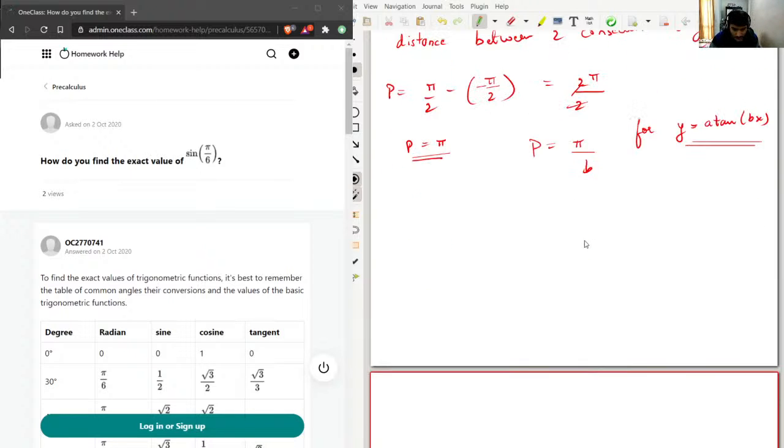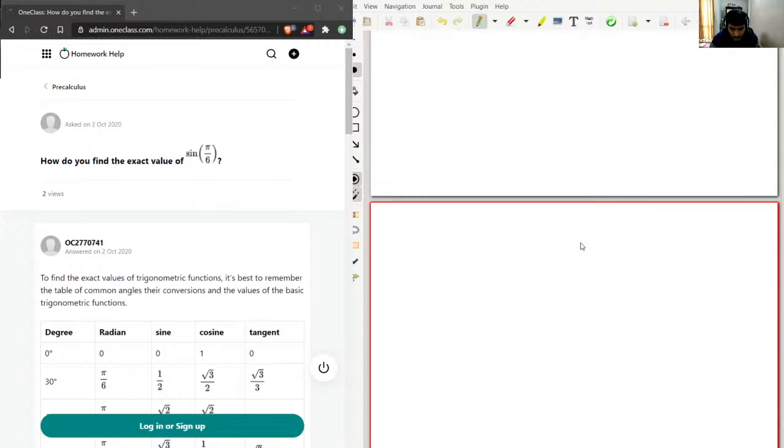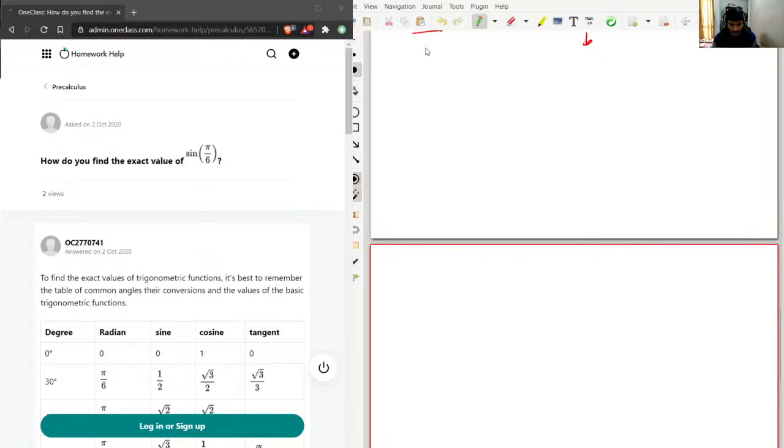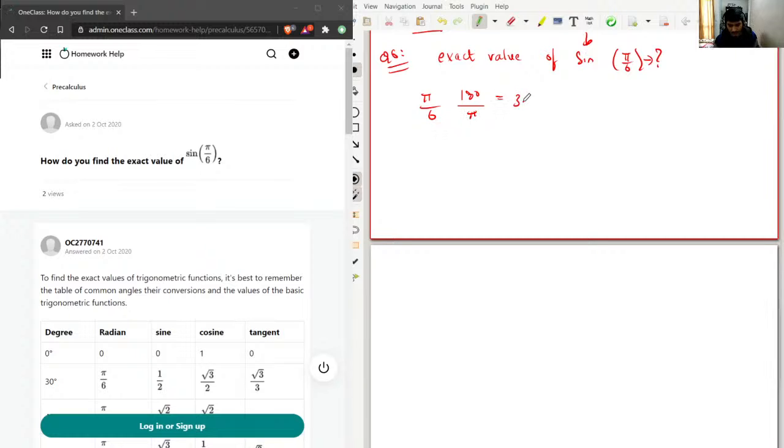So this will be question number 6. We need to find the exact value of sine pi over 6. I'll first convert this pi over 6 to degrees. Multiplying by 180 over pi, this will be 30 degrees.